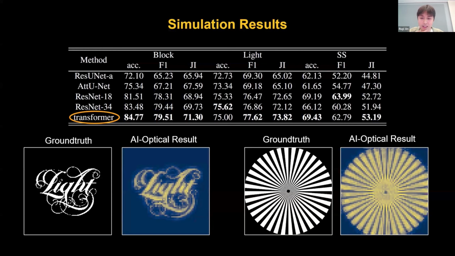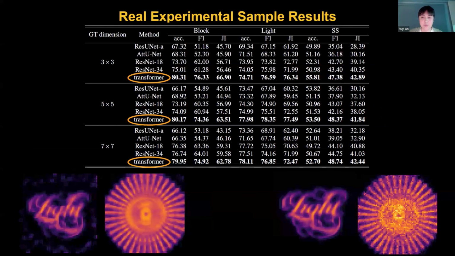We can see that in the light examples it recovers the curve, and in the Siemens star samples it has the radial structures. As we near the center, the resolution demand is the highest, and we can still see some of them very clearly.